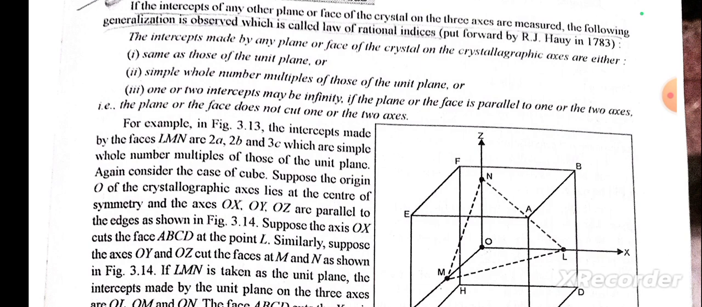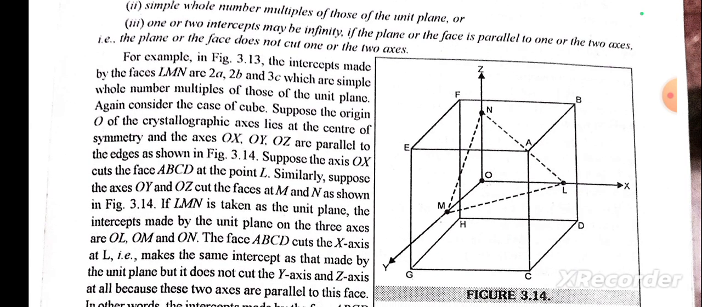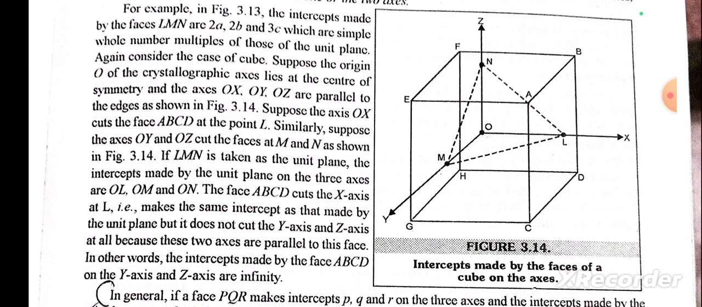If the plane or the faces do not cut one or two of the axes, for example, the intercepts made by the faces L, M, N are a, b, 2a, 2b, 3c, simple whole number multiples of the unit cell, as considered in the case of cubes. Suppose a origin O of the crystal lies at a center of symmetry and the axes OX, OY, OZ are parallel to the edges, as shown in figure 3.14. Suppose the axis OX cuts the faces A, B, C, D at a point L. Similarly, suppose the axes OY and OZ cut the faces at M and N as shown in figure 3.14.